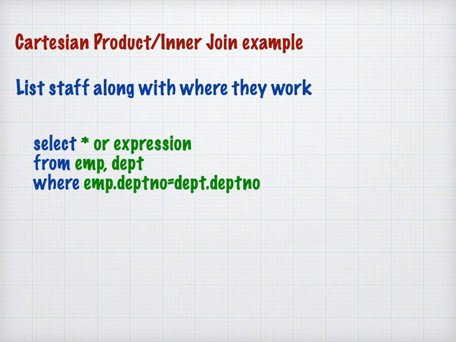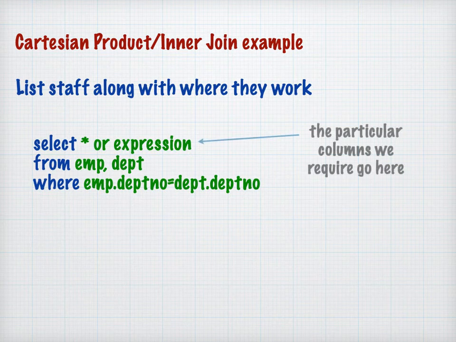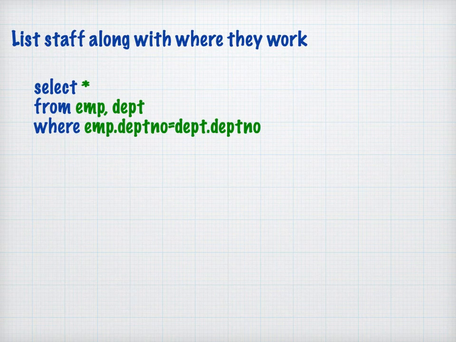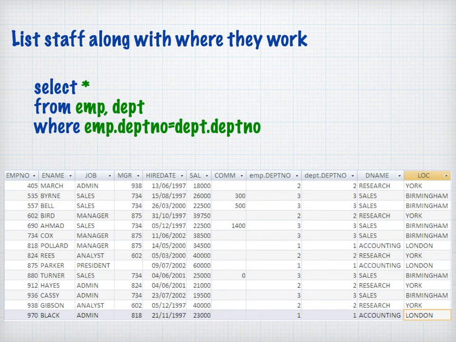Now, there's one final thing to do, which is the top line. And of course, at the top line, we put the particular columns we're interested in. Well, in this instance, it just says show all the staff. So I'm just going to put an asterisk up there. And we can run that in the actual database and it will produce our result set that looks like that.